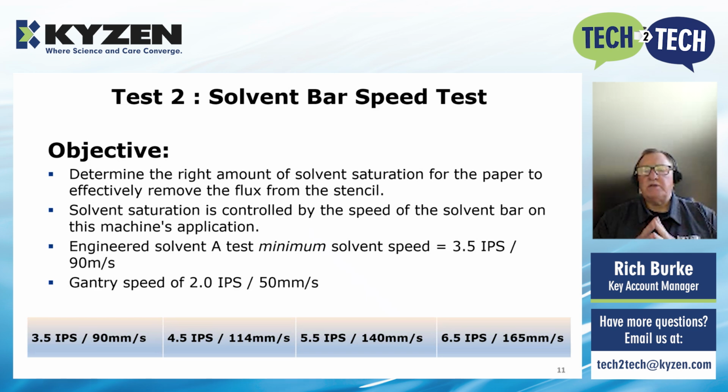Oftentimes when people look towards the application of a wet process, the thought is that lower amounts of material are better than higher amounts of material. That's kind of the conventional wisdom, if you will. The gantry speed utilized here is again 2.0 inches per second. You can see that the solvent bar speeds evaluated were 3.5, 4.5, 5.5, and 6.5 inches per second. And again, the faster that speed, the more solvent delivered to the bottom of the paper, so saturation increases as we go up in speed.